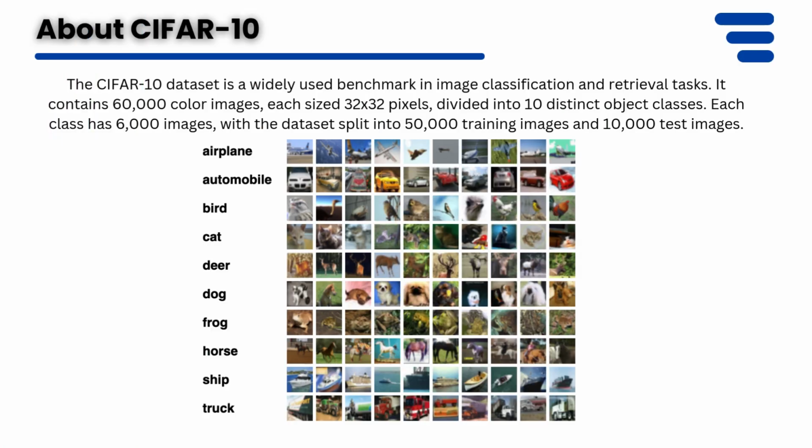About CIFAR-10, it consists of 60,000 color images across 10 object categories, with each image size 32 by 32 pixels. There are 6,000 images per class, split into 5,000 training and 1,000 testing images.